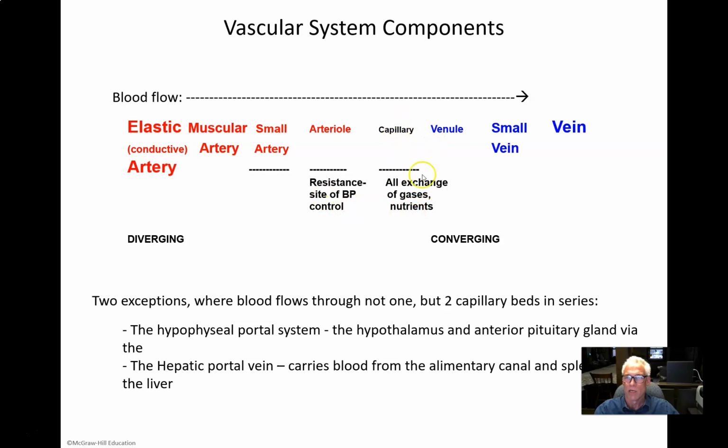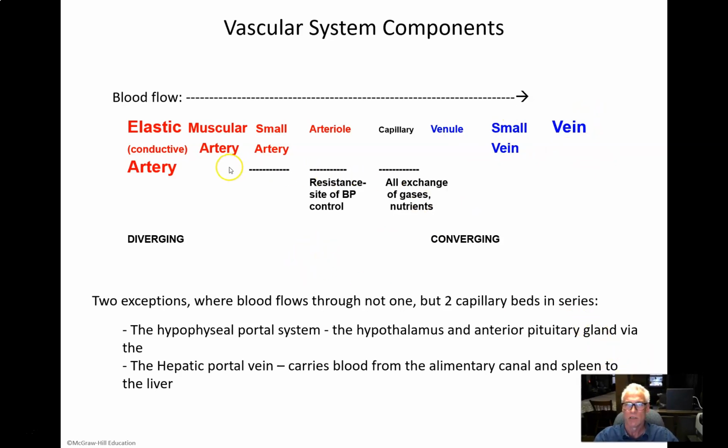And then we come to capillaries, where all the meaningful diffusion and exchange of nutrients and gases takes place, and then into the smallest veins, venules, and then veins, and back to the heart. There are a couple of exceptions to this arrangement of vessels, only a couple though.